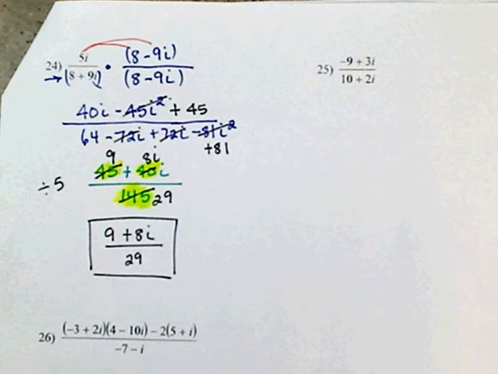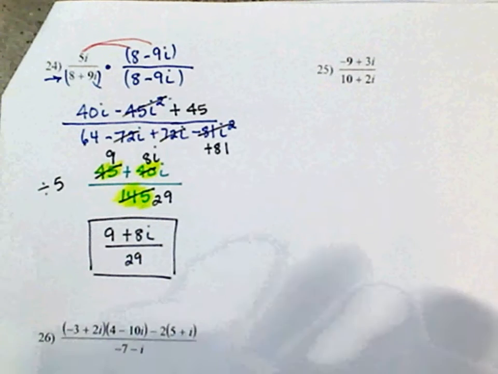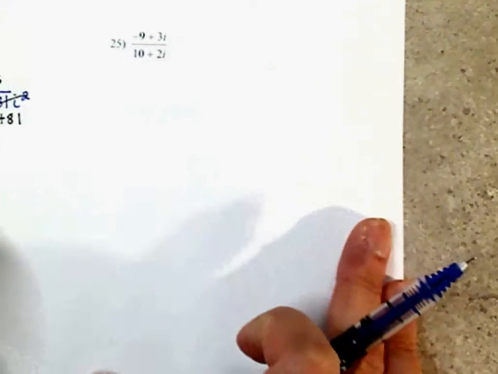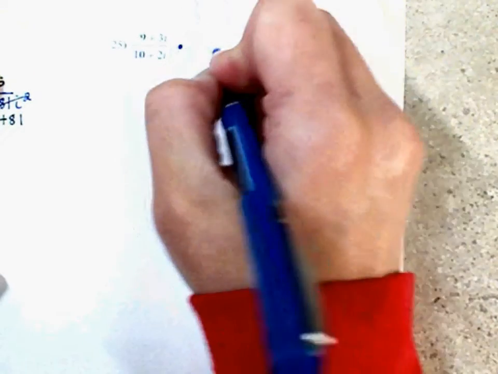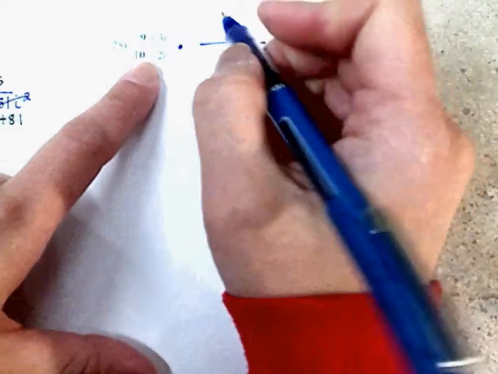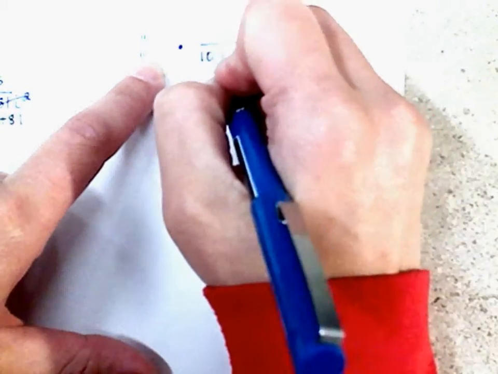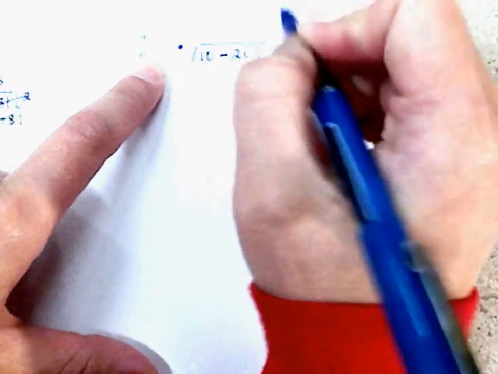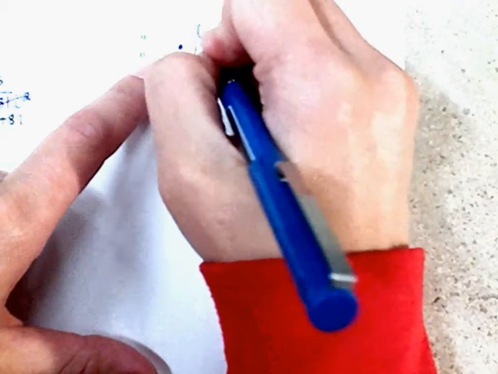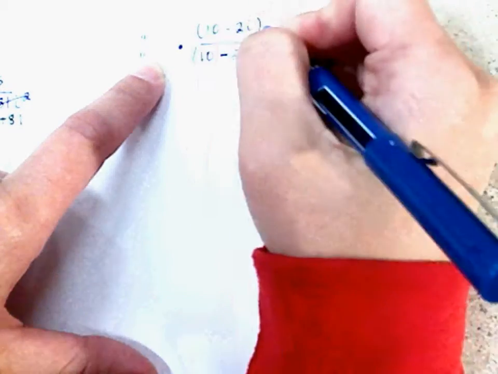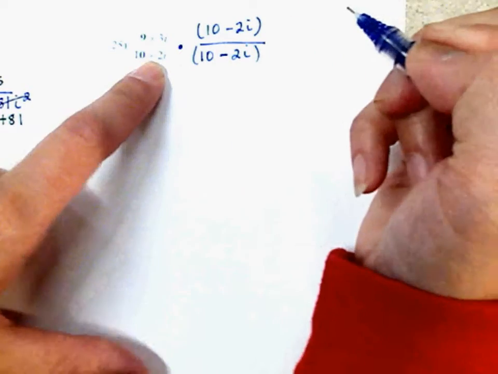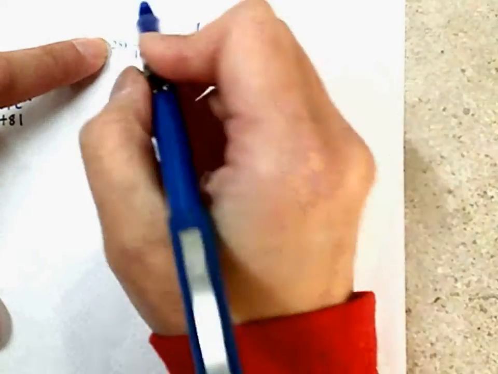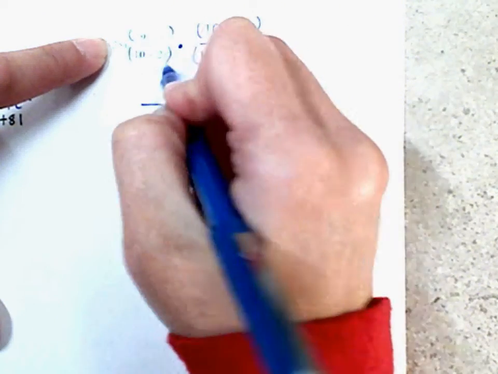All right, let's go to number 25. Getting better? Okay. Number 25. All right. Your conjugate, 10. Instead of adding, you're going to subtract 2i. What you do to the denominator, you do to the numerator. That way it keeps it in one. Right? Draw your line. Here we go. I'm going to put parentheses around this to help me also.